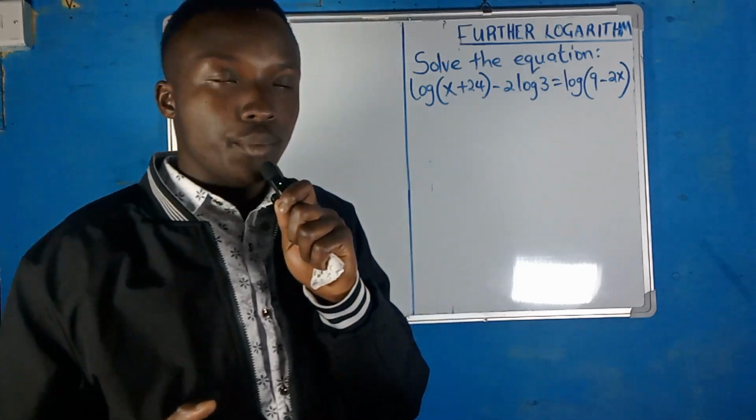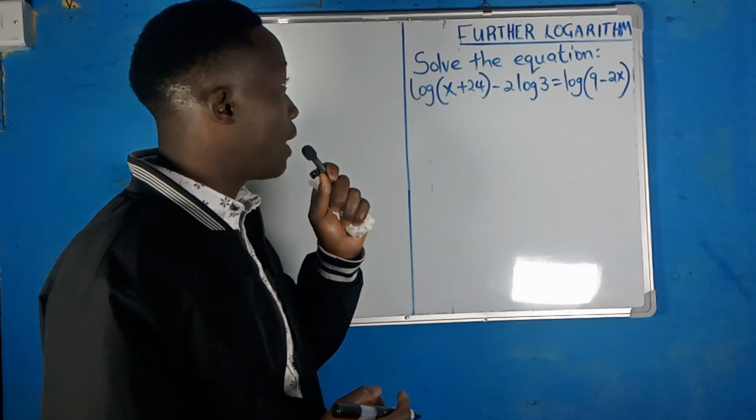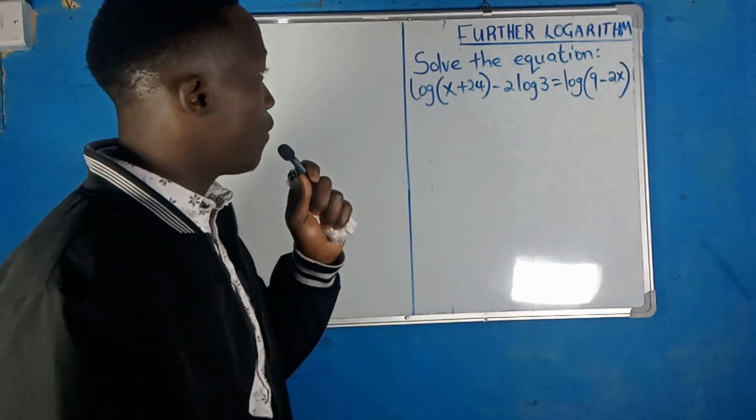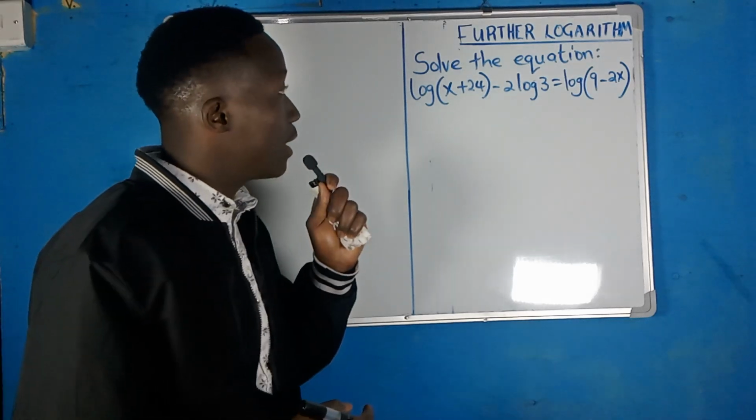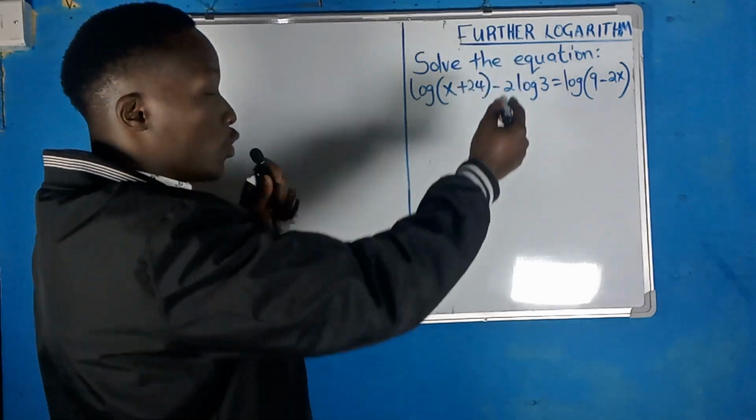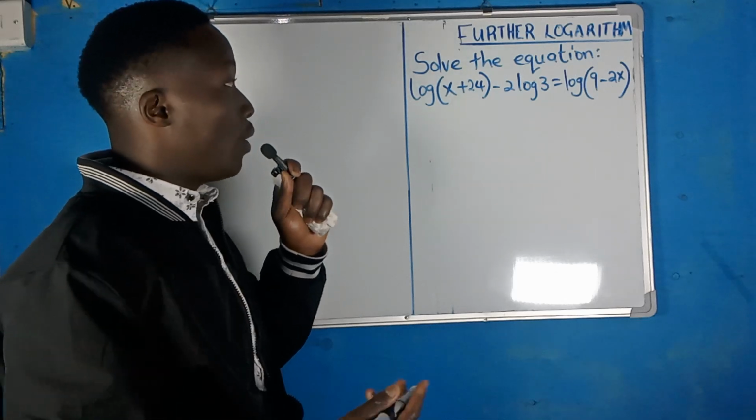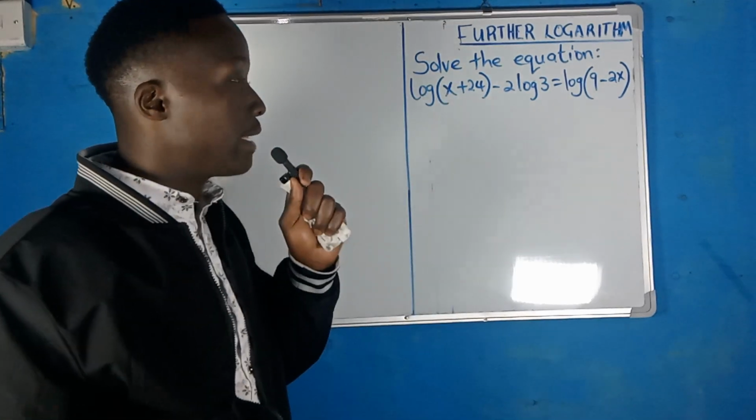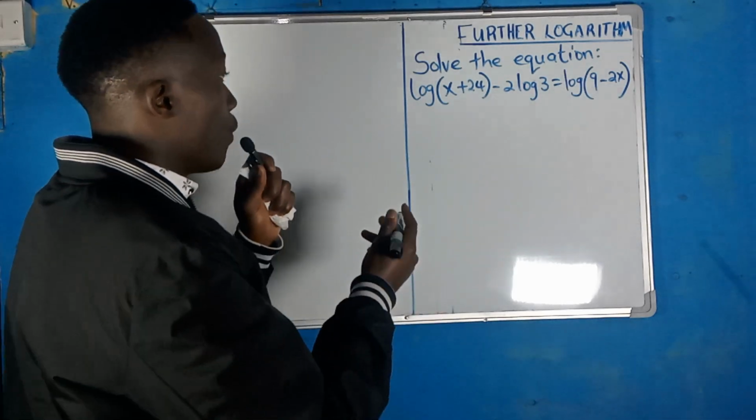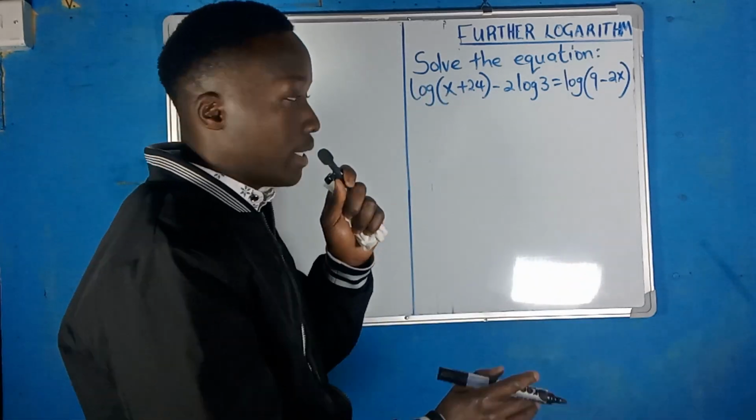So there's a problem here we are supposed to solve. We have a question under the topic further logarithms, and we are supposed to determine the value of x. For us to determine the value of x, we are going to solve this question using laws of logarithm, and after using the laws of logarithm, we will be able to determine the value of x. So the first step in this question is to understand the rules of logarithms.